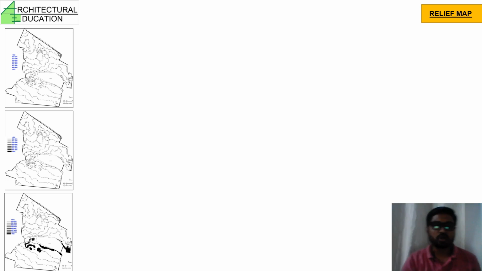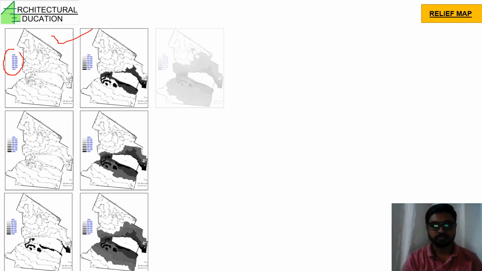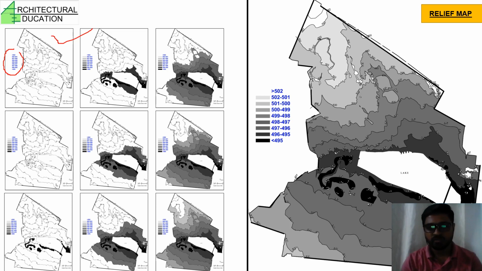For any site, we can actually take the site and divide it into different contour intervals. Here in this example, we can find that we have divided the site with so many contours. The highest one is 502 and the lowest one is 495. Anything greater than 502 I am putting as the lightest white, then 502 to 501 is somewhere over here, and then 501 to 500 somewhere over here. You can also see this over here.